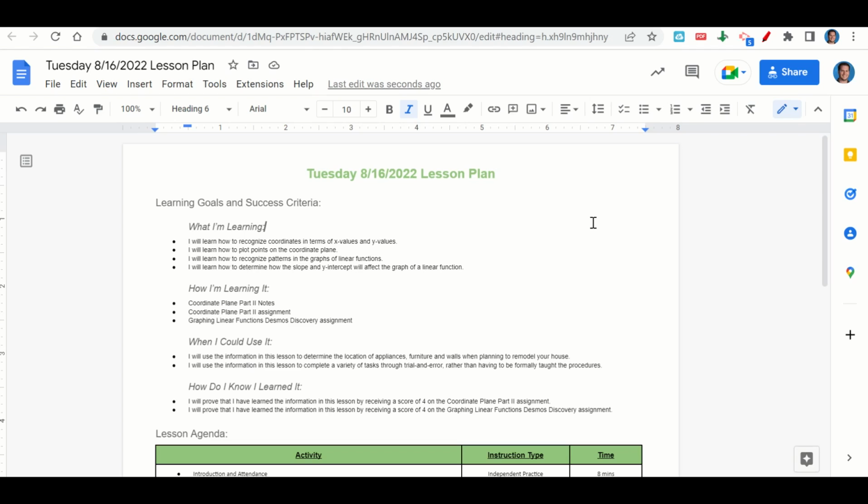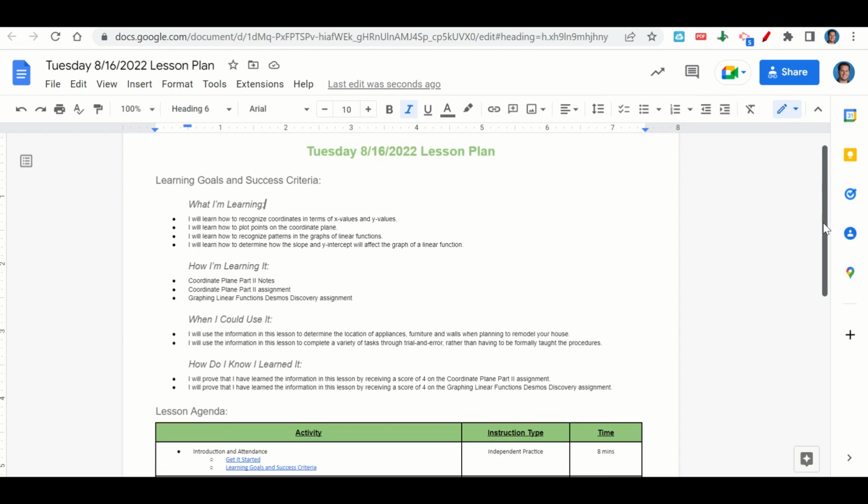How do we know we learned it? By getting a score of 4 on the coordinate plane part 2 assignment and a 4 on the graphing linear functions Desmos discovery assignment.